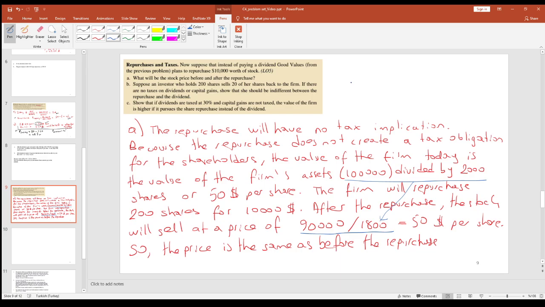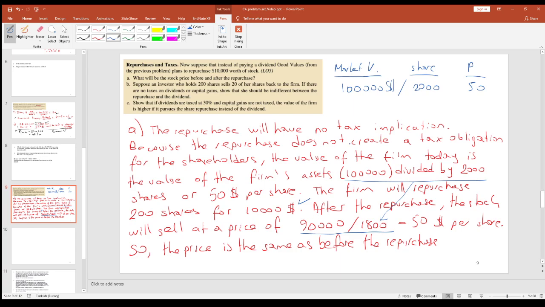So market value of the company before repurchase was $100,000, and in that case the number of shares was 2,000 shares. So price in this case will be $100,000 divided by 2,000 shares, which is $50. After repurchase, firm spent $10,000 to buy back 200 shares.